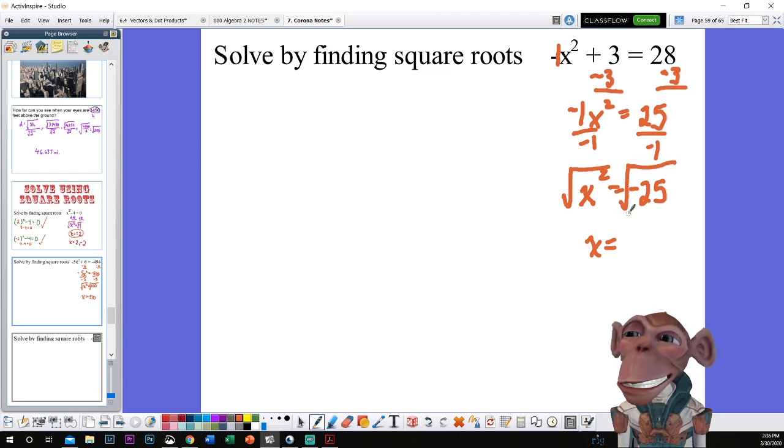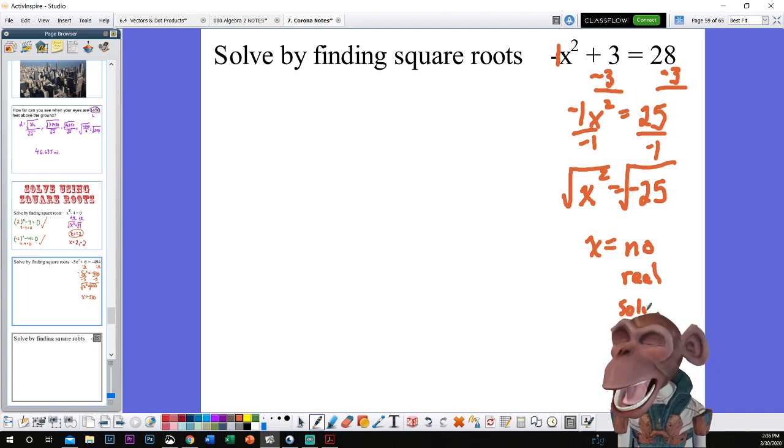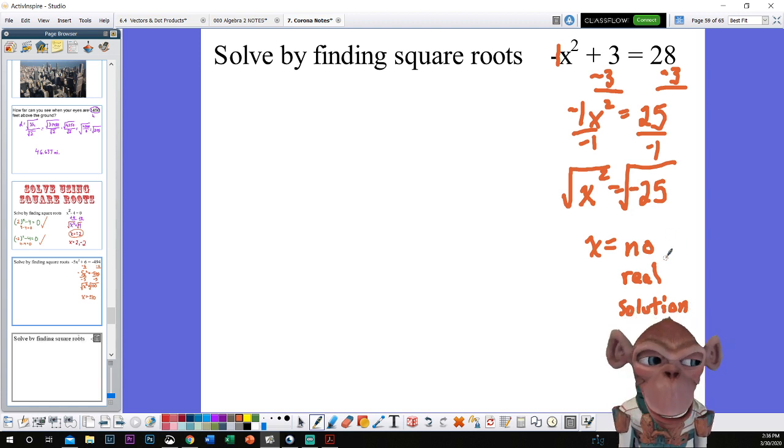Uh-oh. If you type this into your calculator, it will explode, so don't do that. We've got the square root of negative 25. So that is no real solution because we don't know how to take the square root of a negative number yet. Two years from now, when you're in second year algebra, then you can do it, and there's something special about that. But for now, we're just going to put no real solution.